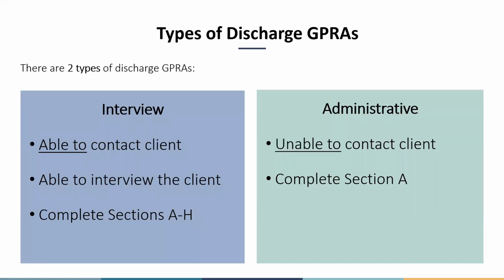So similar to the follow-up GPRA, there are two types of discharge GPRAs, an interview and an administrative discharge GPRA. This follows the same logic as the follow-up GPRA, that is, conducting an interview discharge when you're able to contact the client and they're willing, and then completing sections A through H. Or if you're unable to contact that discharge client or they're unwilling to participate in the full GPRA interview, you'd complete an administrative GPRA for discharge and only section A.